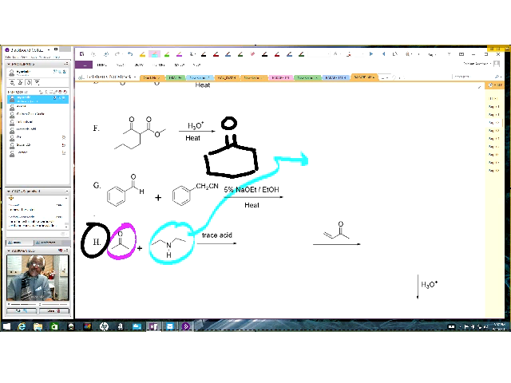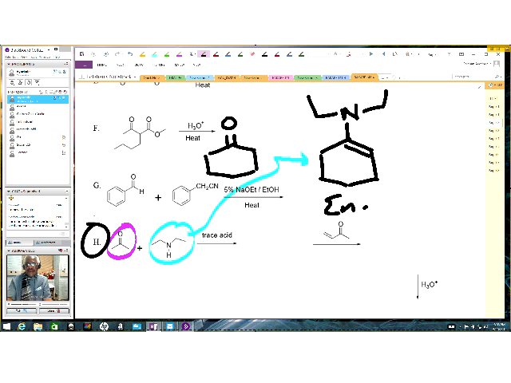What are you going to get? You get what we call an enamine. And what does that mean? This here is the amine, and then you have a carbon double bond, and we call this an enamine. And that happens anytime you have a secondary amine reacting with a ketone.